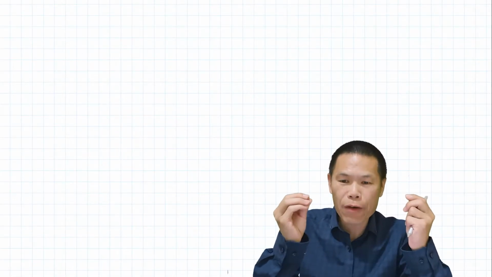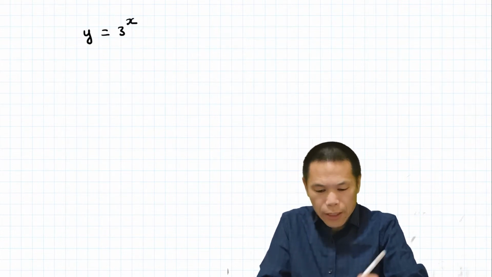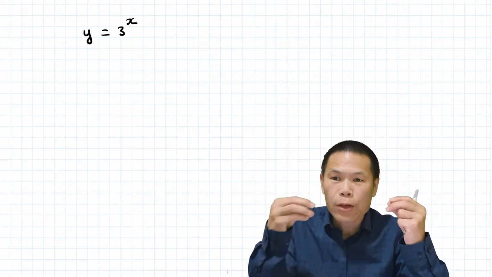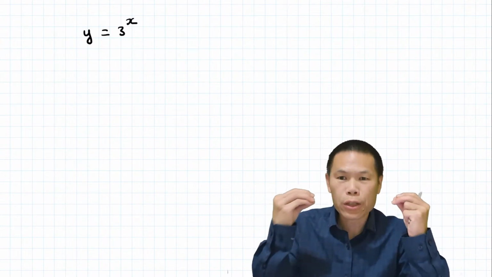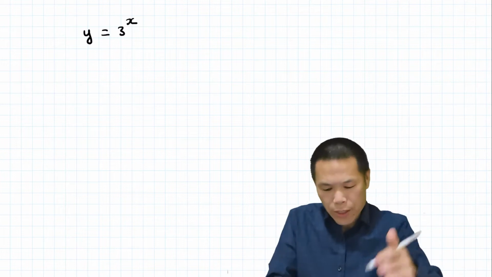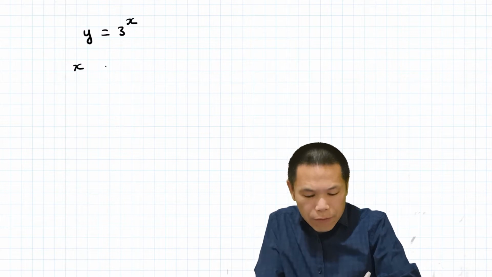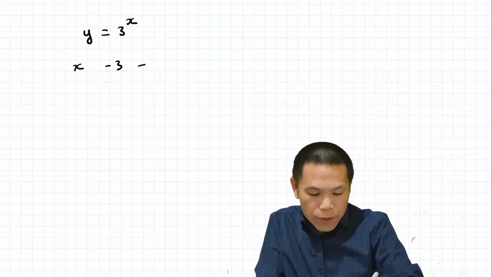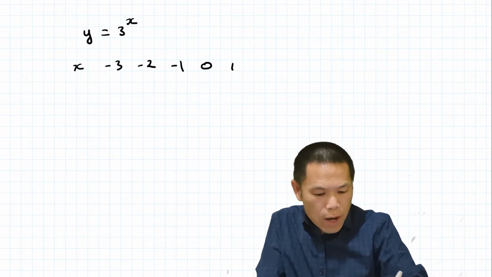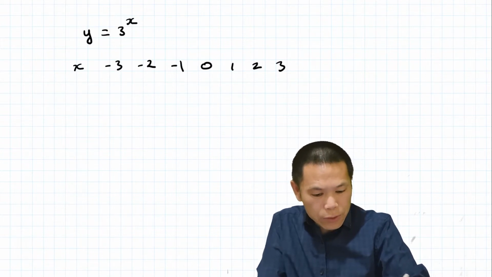Let's sketch y is equal to 3 to the power of x. To sketch this, we just need to complete a table of values. Let's say we start from -3. So this is x: we start from -3, then we have -2, -1, 0, 1, 2, and 3.